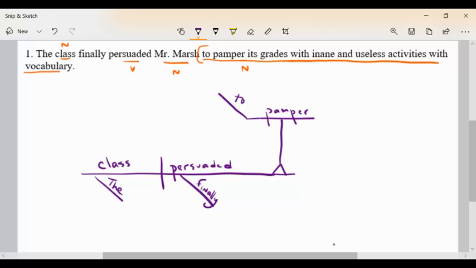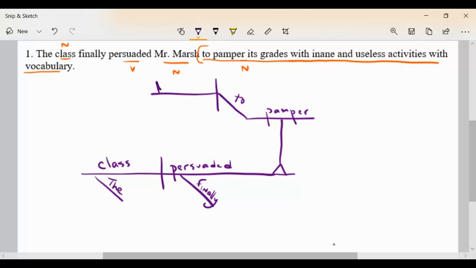Is the class persuading? Yes. Is the class pampering its own grades? Pampering means sort of like it's boosting and making them better. I'm like, no. The class isn't pampering its own grades. What it sounds like you're asking me, you're asking Mr. Marsh to pamper your grades for you, to kind of boost your grades with some easy activities. You're like, oh, that means that Mr. Marsh must be sort of working with this infinitive. He must be the subject of the infinitive because class can't be.